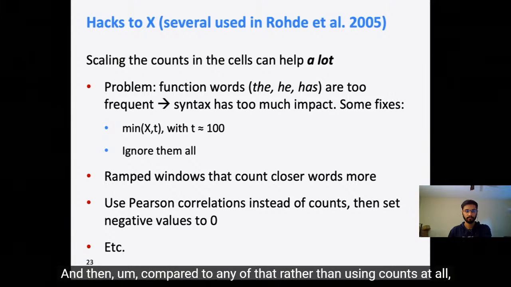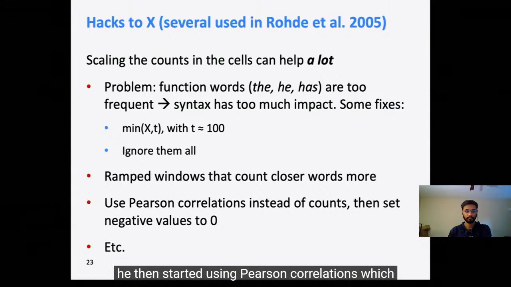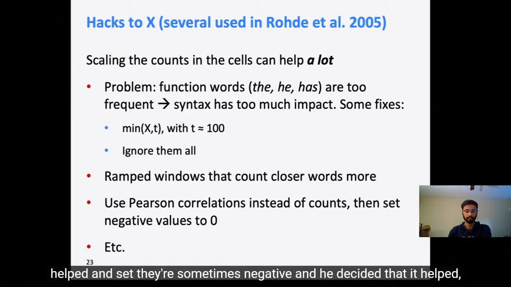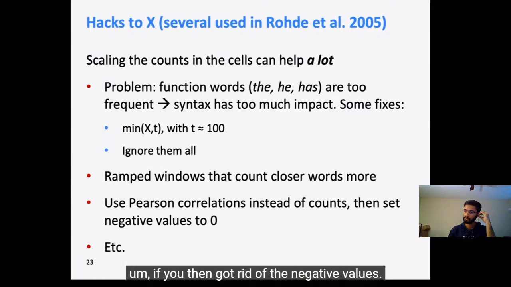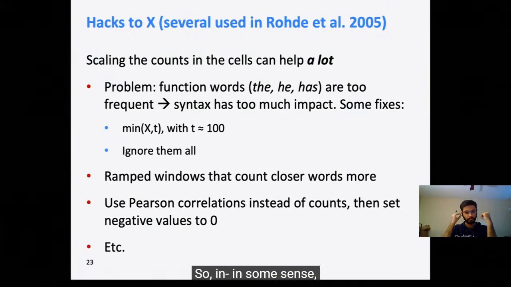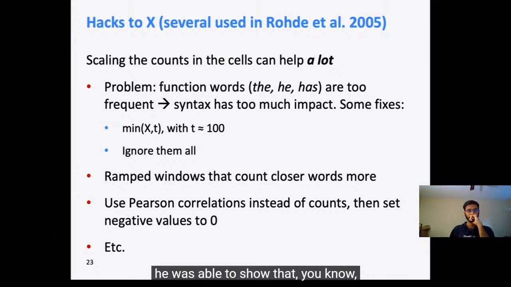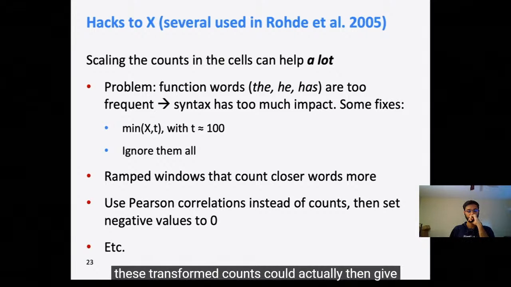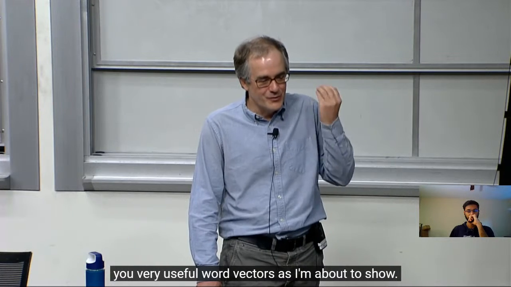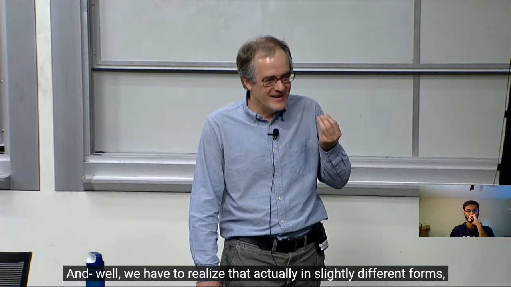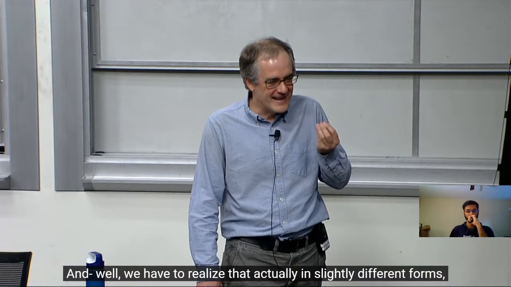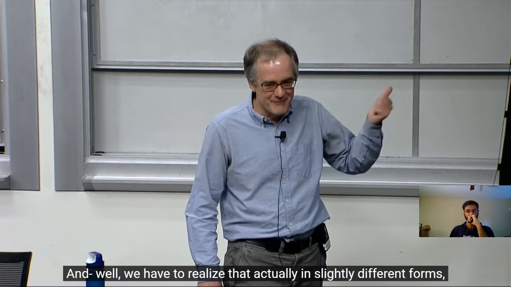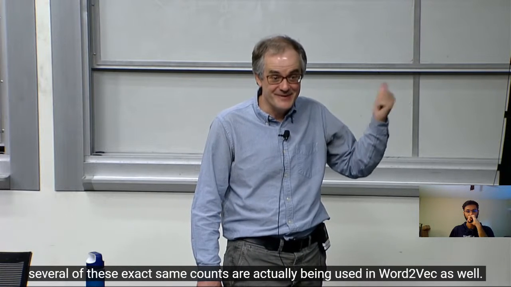And then compared to any of that, rather than using counts at all, he started using Pearson correlations, which helped, except they're sometimes negative, and he decided that it helped if you got rid of the negative values. So in some sense, this sounds like a bag of hacks, but on the other hand, he was able to show that these transformed counts could actually give you very useful word vectors, as I'm about to show. And we have to realize that, in slightly different forms, several of these exact same counts are actually being used in word2vec as well.